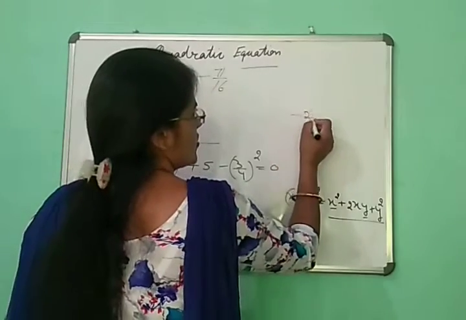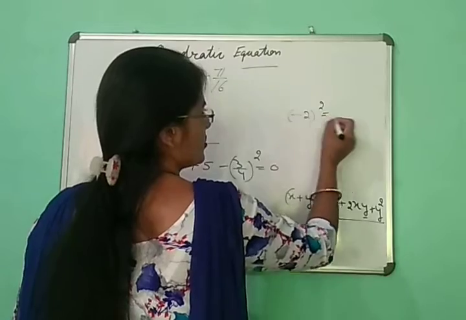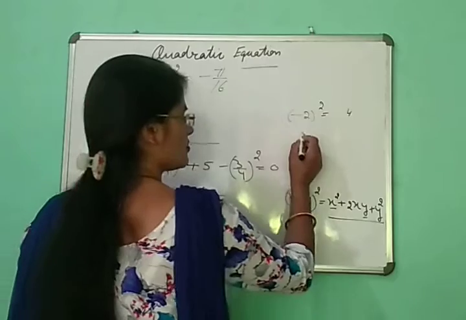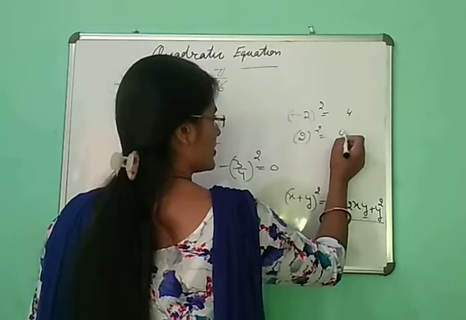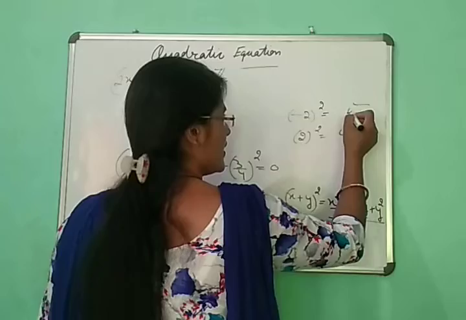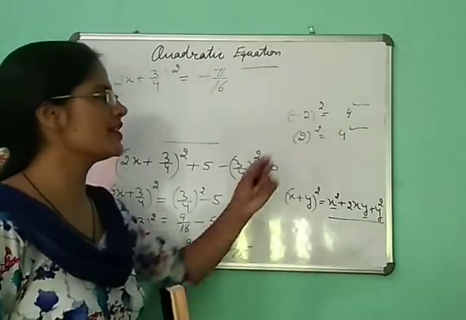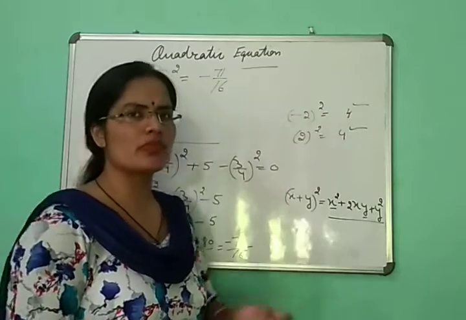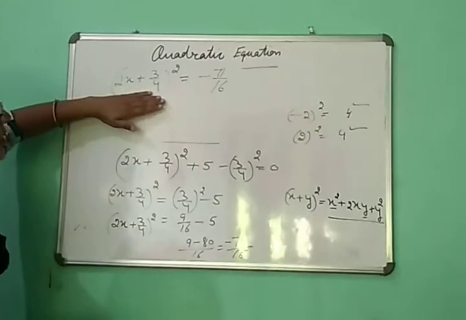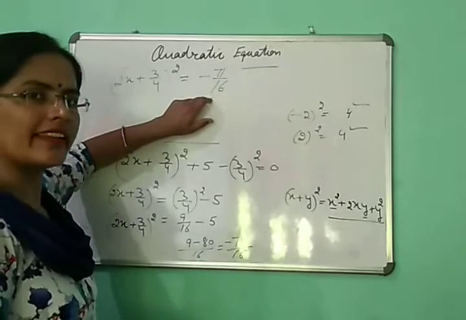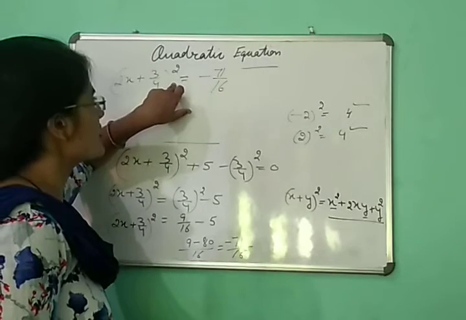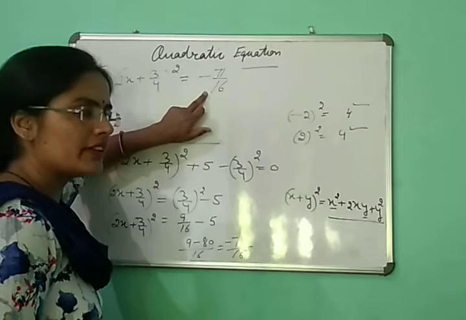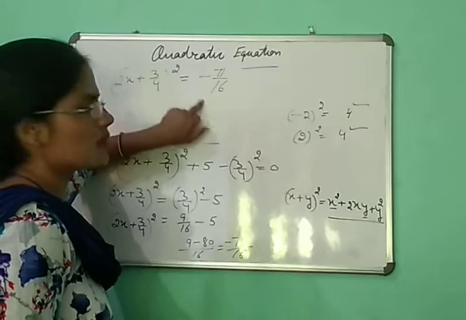When we are squaring minus 2, 2 2s are 4 and this minus minus becomes plus. When we simply square 2, 2 2s are 4. That means the square of any number is always positive. But in our question, what we are observing here is that the square of this number is negative. So this case is never possible.